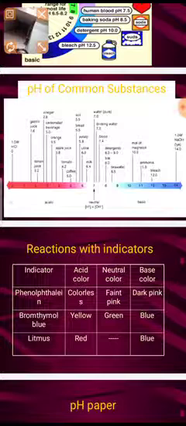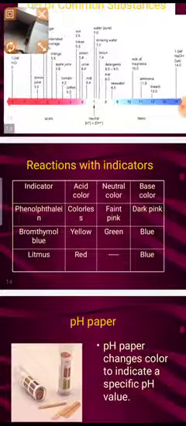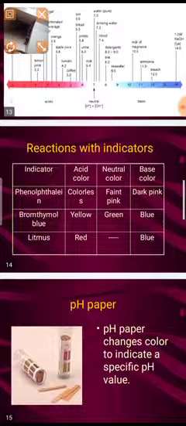Faint blue to dark blue, basicity increases. Now the reactions of acids with indicators are shown in the table. The phenolphthalein indicator, when added into the acid, looks colorless, so it is not giving any color. In neutral, it is faint pink, and in a base it becomes dark pink in color.